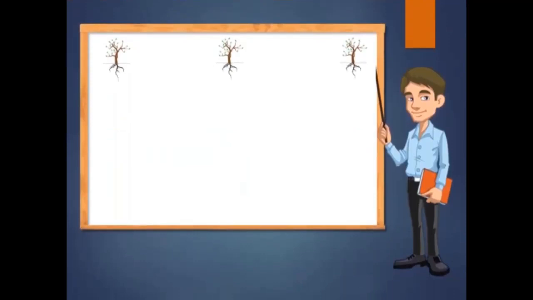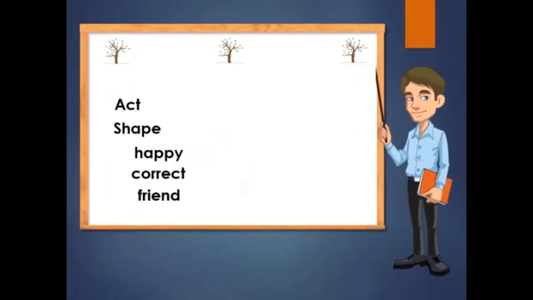Okay, now that we have seen the theory of root words and affixes, it's time to put it into practice. We're gonna use root words act, shape, happy, correct, and friend. And we're gonna attach some suffixes and prefixes, and you will see how the meaning is changed. Act, you add the suffix or. Now we had the verb, and when you add this suffix, we have the noun. The person who acts is an actor. Shape. We add the suffix less. Less means without. So without shape means that it doesn't have a specific form or shape.